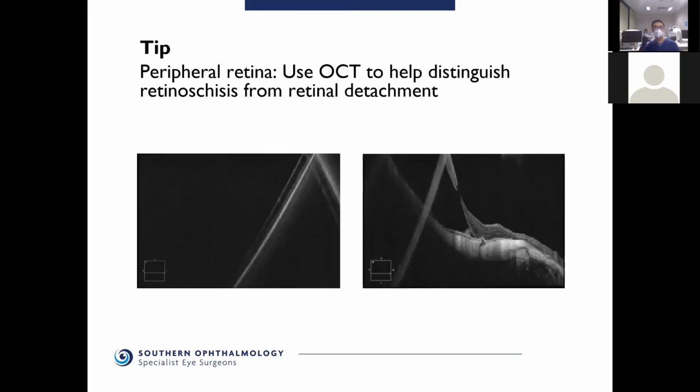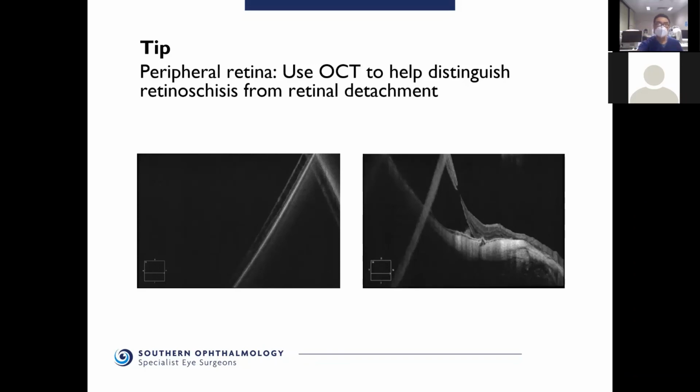My last tip is that we've talked about use of OCT on the nerve and OCT of the macula, but you can also use the OCT in the peripheral retina. The situation would be, if you look in the periphery and you've got a retinal elevation and you're not sure, is this retinoschisis, is this retinal detachment? So what you do is you get the patient to look eccentrically in the direction of the elevation and try to do a scan across the edge of the elevation.